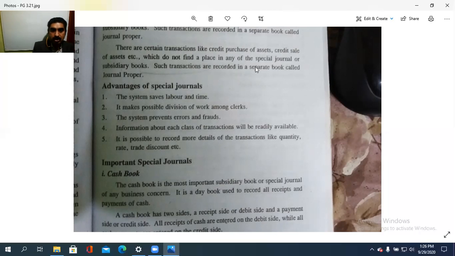It is possible to record more details of the transaction like quantity, rate, trade discount, etc. So usually we trade discount ഒഴിവാക്കിയാണ്. എന്നാൽ day book വരുമ്പോൾ sales day book അല്ലെങ്കിൽ purchase day book ഇതിനകത്തൊക്കെ trade discount കൂടെ consider ചെയ്യും. So clear? These are the advantages with regard to a special journal.